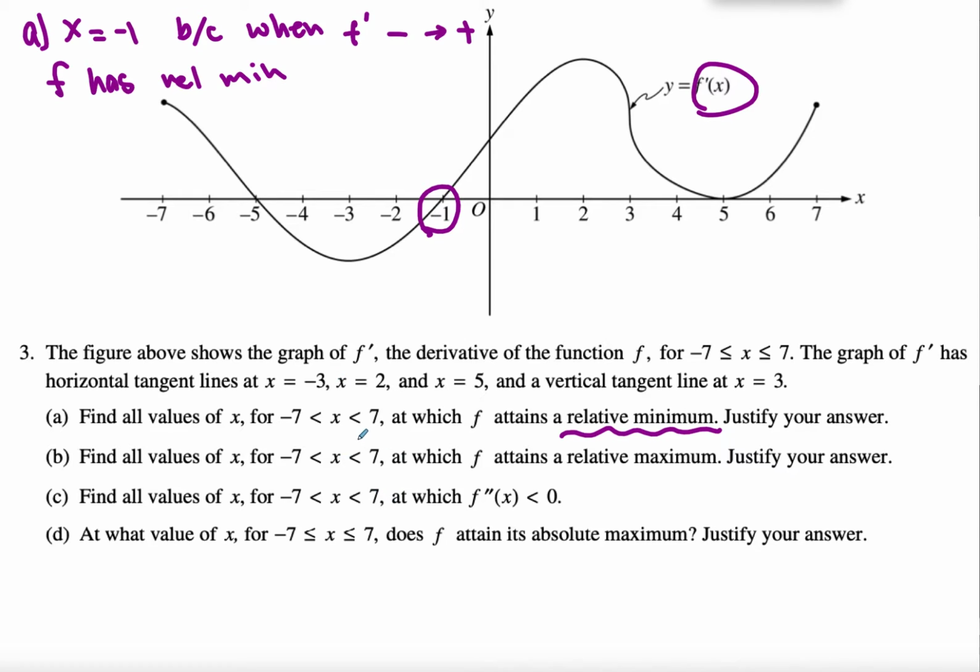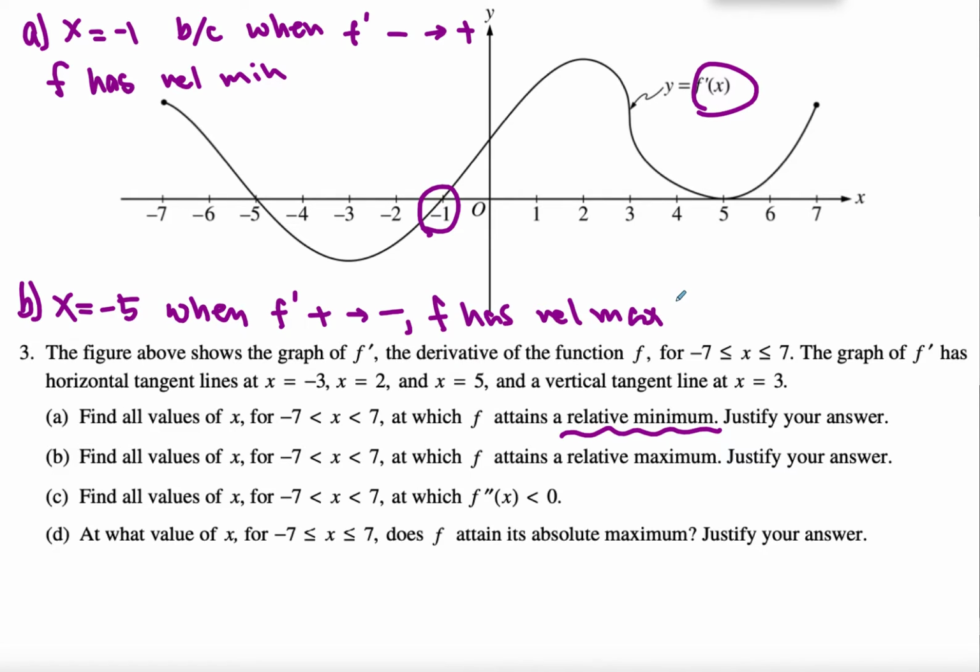You can just write that up in words. That'd be better. Now let's look at part B: find the relative maximum. That's obviously going from positive to negative, and we see only one point here. x equals -5, because when f prime goes from positive to negative, f has a relative maximum. Not bad at all.